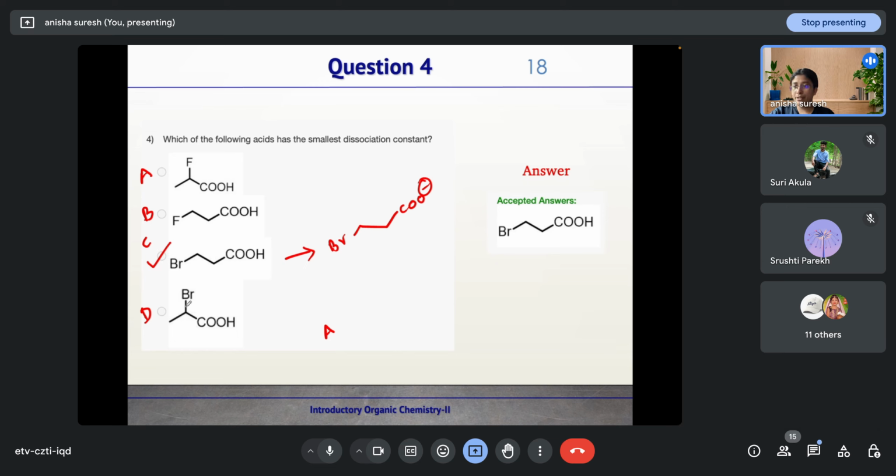So it should be much more acidic, because the inductive effect will be more pronounced when the electron withdrawing atom is next to the group. So I think it will be D followed by B and then C. So the least acidic compound is compound C, so it has the smallest dissociation constant. Clear? Any doubts?